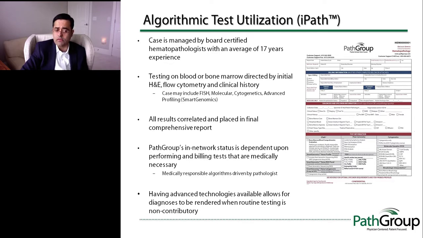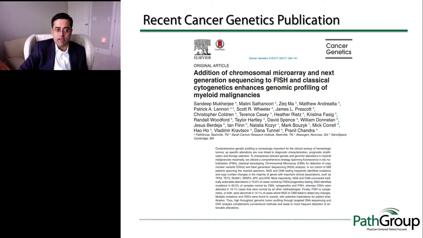And again, all the results are placed in a comprehensive report that's integrative, similar to the report that I outlined earlier. And we've developed these algorithms based on high impact publications, NCCN guidelines, some of which I'm going to review with you in the next few slides. And it's important because all of these different technologies really play a part, the traditional laboratory technologies as well as the advanced genomic profiling technologies. They all have a role to play in the appropriate workup of myeloid disorders and acute leukemia. And that was the focus of our publication that was presented and published rather in October of last year.